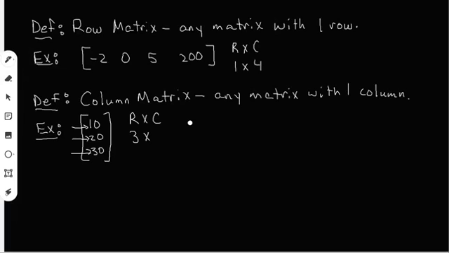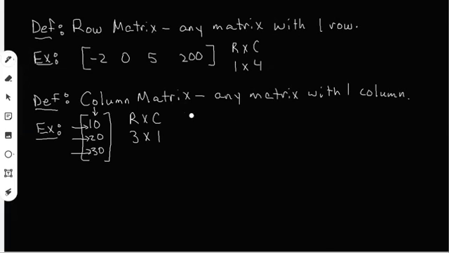So we know it's going to have 3 rows. Okay. How many columns does this matrix have? It only has one column, right? 10, 20, 30. So we say this matrix is a 3 by 1. We know it's a 3 by 1 because it has 3 rows, but only one column. And by the way, since it only has one column, we can call it a column matrix.